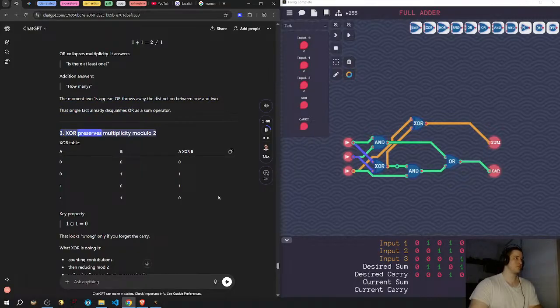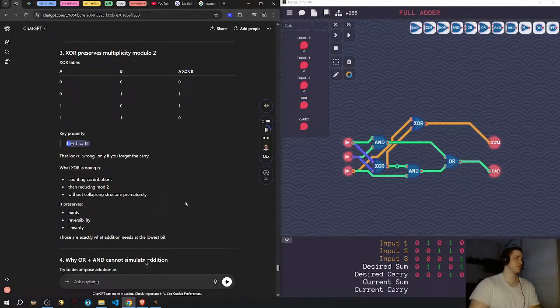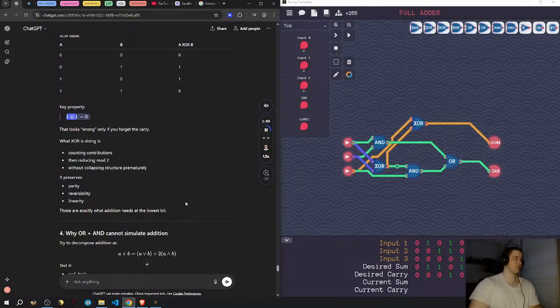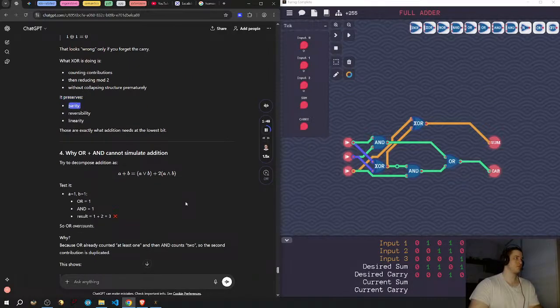3. XOR preserves multiplicity modulo 2. XOR table. Key property: 1 XOR 1 equals 0. That looks wrong only if you forget the carry. What XOR is doing is counting contributions, then reducing mod 2, without collapsing structure prematurely. It preserves parity, reversibility, linearity. Those are exactly what addition needs at the lowest bit.